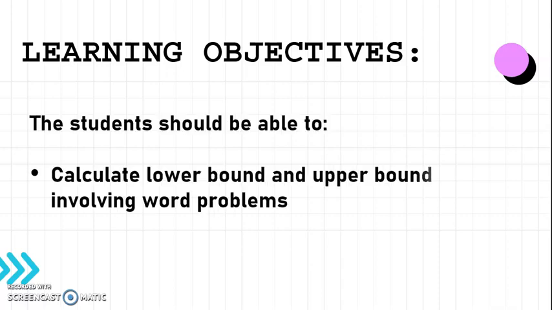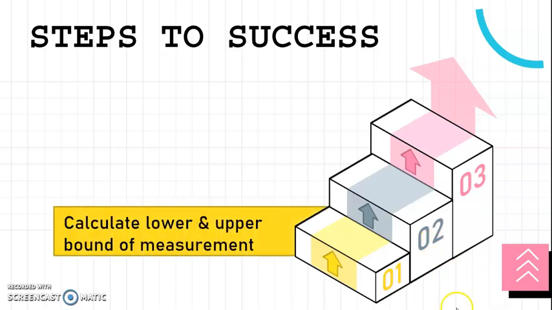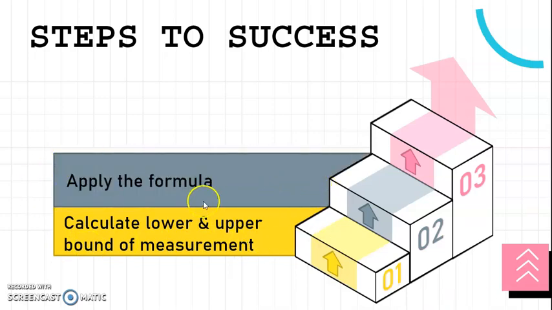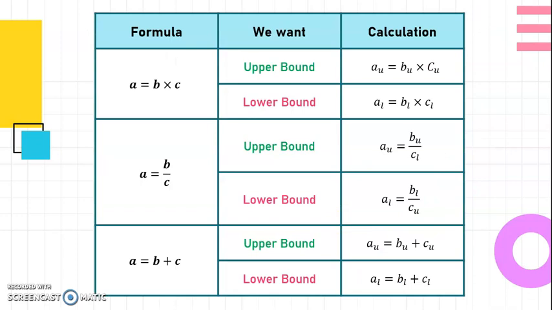By the end of this lesson, you should be able to calculate the lower and upper bound involving word problems. So these are the steps that you need to remember. The first one, you have to calculate the lower and upper bound of measurement. Second, you have to apply the formula. Third, you have to solve the problems. So what are the formulas in this case? These are the formulas, okay?